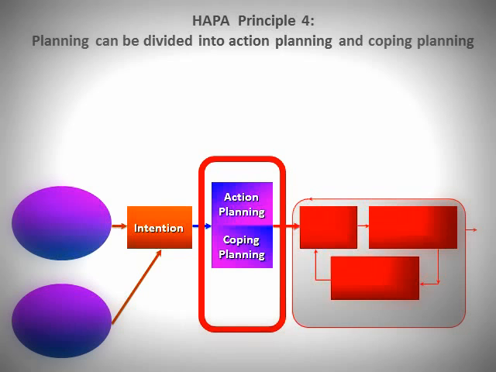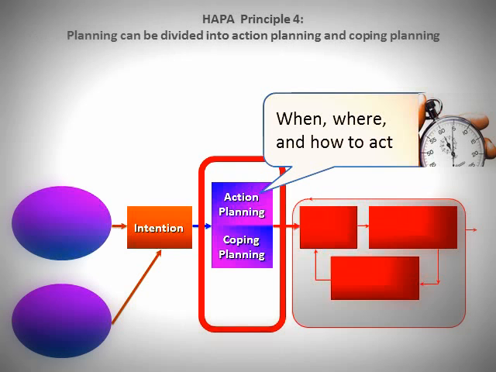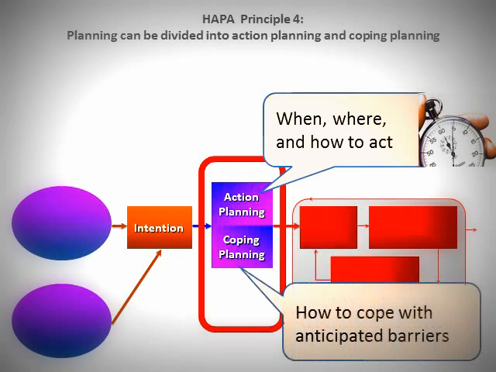Principle 4 says, planning can be divided into action planning and coping planning. Action planning pertains to the when, where, and how of intended action. In contrast, coping planning includes the anticipation of barriers and the design of alternative actions that help to attain one's goals in spite of the impediments.